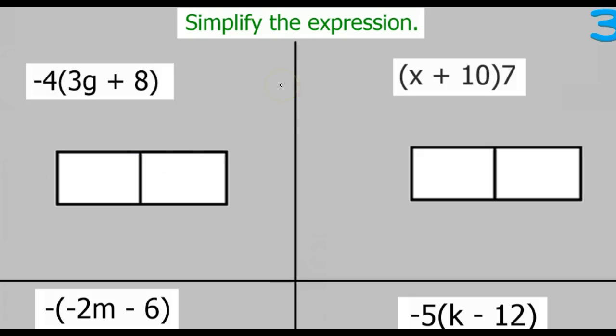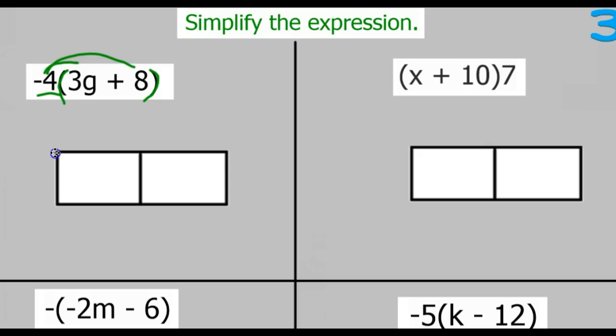Here is what we have. This is called the distributive property. So if you see a number outside of our parentheses, we know that we can take this number and distribute it, or multiply it, to everything. So I'm going to multiply this negative 4 times 3g and this negative 4 times 8.